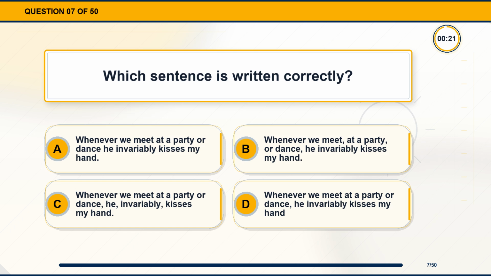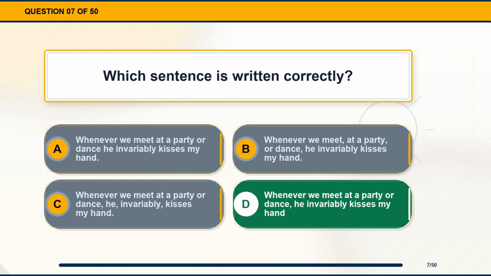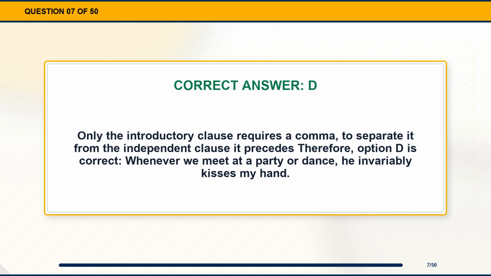Question 7. Which sentence is written correctly? Option A, whenever we meet at a party or dance he invariably kisses my hand. Option B, whenever we meet, at a party, or dance, he invariably kisses my hand. Option C, whenever we meet at a party or dance, he, invariably, kisses my hand. Option D, whenever we meet at a party or dance, he invariably kisses my hand. The correct answer is option D. Explanation. Only the introductory clause requires a comma, to separate it from the independent clause it precedes, therefore, option D is correct. Whenever we meet at a party or dance, he invariably kisses my hand.